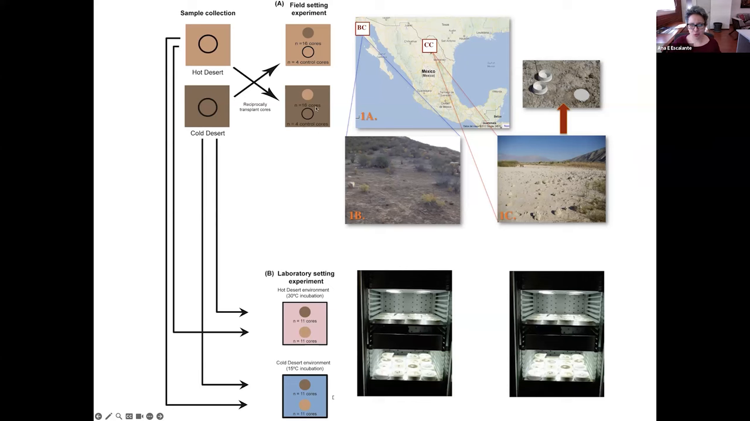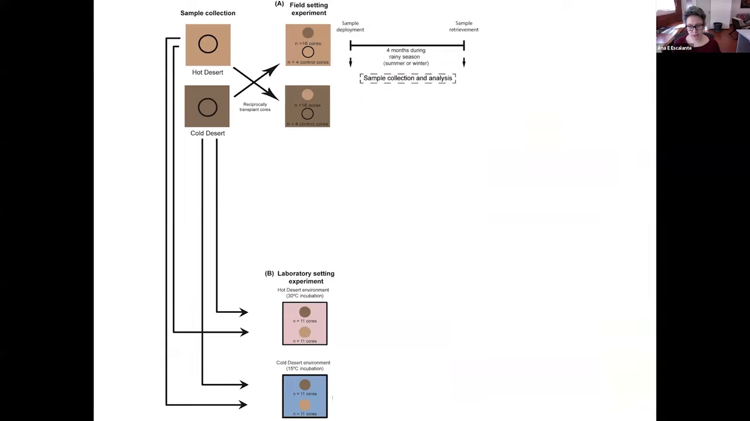So we planted 16 cores of each of the samples, and also we did control cores, like self-transplanting, to control for the manipulation of the samples. And then we also brought the cores into the lab and incubated them at 15 degrees and at 30 degrees as the median temperatures for the cold and hot deserts.